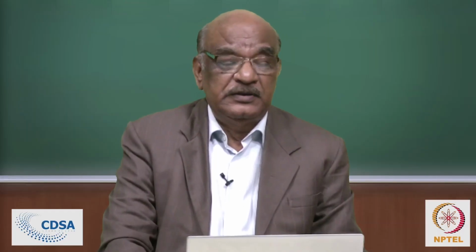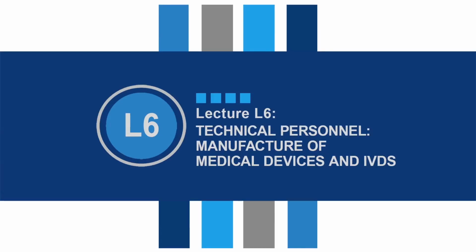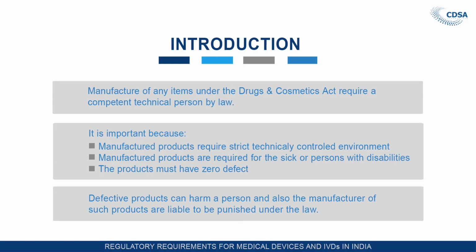Hi, in this particular presentation, we are going to talk about the technical personnel, with reference to the manpower required in the manufacture of medical devices. Introduction. It's very important to know that manufacture of any item under the Drugs and Cosmetics Act requires a competent technical person by law. Products manufactured are controlled and based on science. The manufactured products are required for the sick or persons with disabilities. The products must be zero defect. Therefore, defective products can harm a person, and the manufacturers of such products are liable to be punished under law.